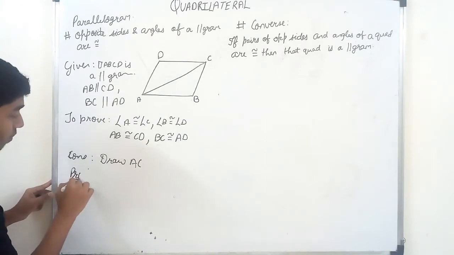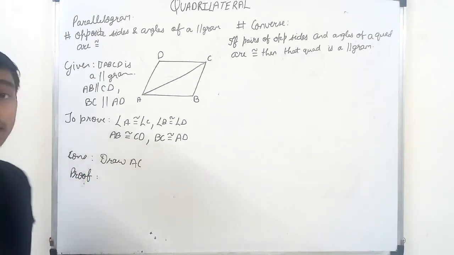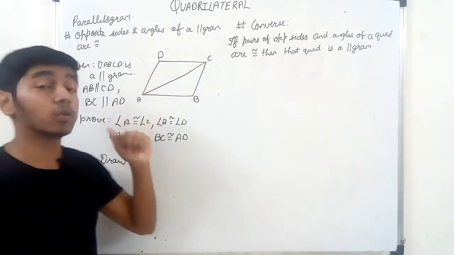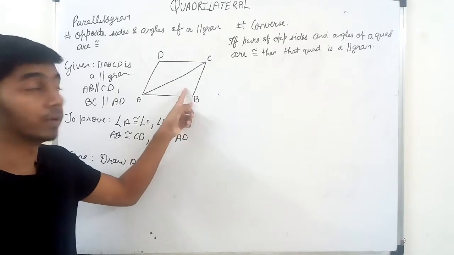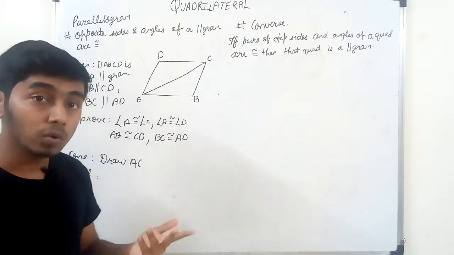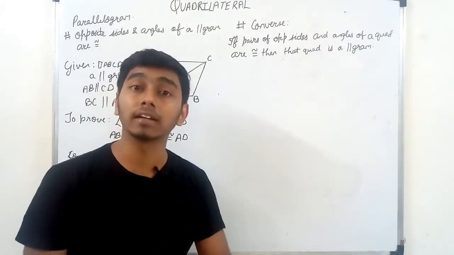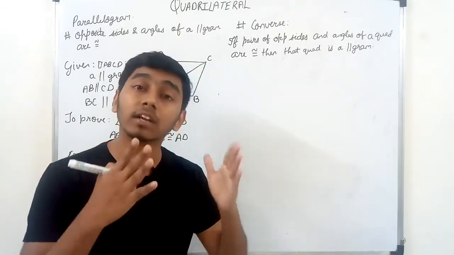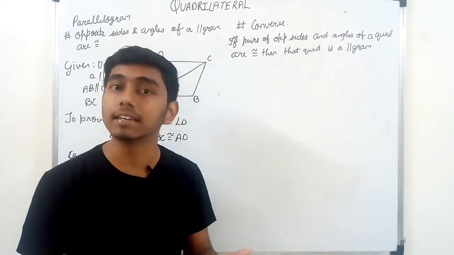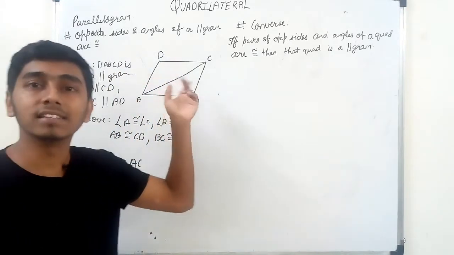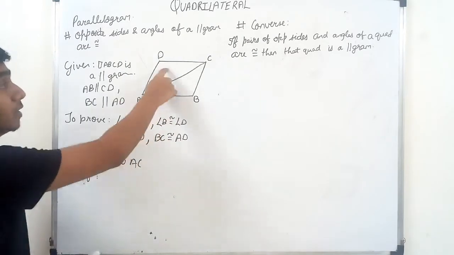Now let's start with the proof. We have already done this in triangles. We have to prove that the opposite angles should be congruent and the opposite sides should be congruent. To prove that, if you want to prove sides or angles to be congruent, try to prove that two triangles are congruent. If we are able to prove that, then by CPCT we can say that the corresponding angles or sides are congruent. So let's try to prove the two triangles to be congruent.